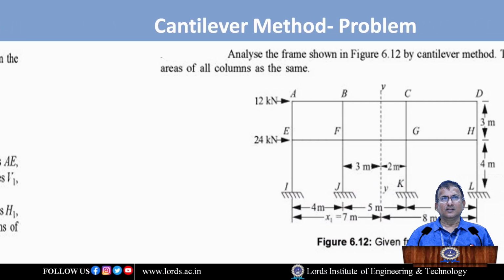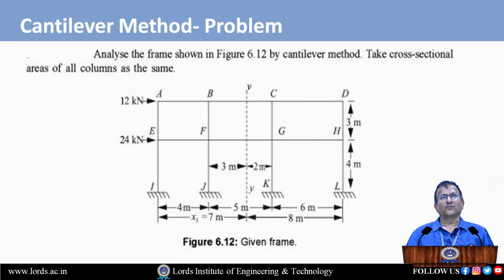So for easy understanding of the methodology, here we have taken one frame for the analysis by the cantilever method, which we have shown in figure 6.12. Here we are assuming that the areas of cross sections of all the columns AI, BJ, CK and DL are the same. Two loads are acting on the frame, one of 12 kilonewton, which is acting at the joint A shown in figure 6.12, and a second load of magnitude 24 kilonewton, which is acting at the joint E. The height of the top story is 3 meters and the bottom story is 4 meters, and the distances between the columns are IJ 4 meters, JK 5 meters and KL 6 meters.